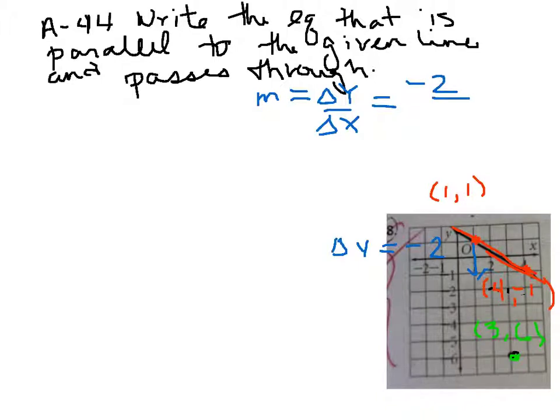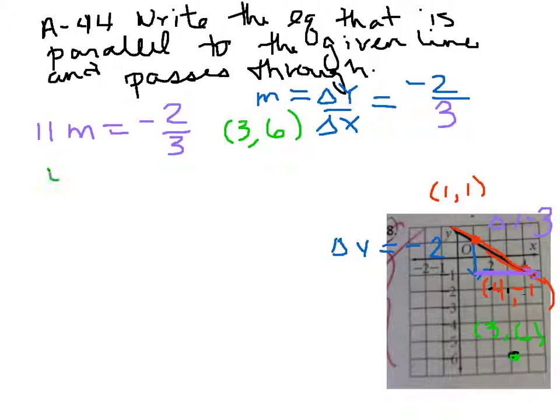And then my change in x is right there. My change in x is equal to 3. So therefore, my slope is -2/3. And I know my parallel slope has to be identical. So it's also -2/3. All right, and it passes through the point 3, 6. So let's go ahead and make that happen.